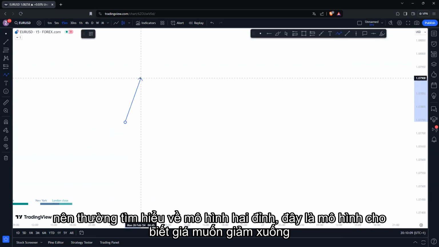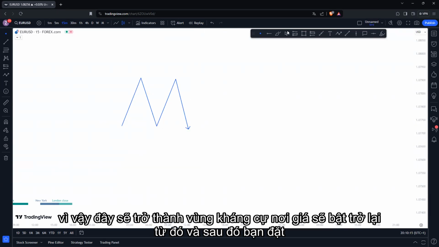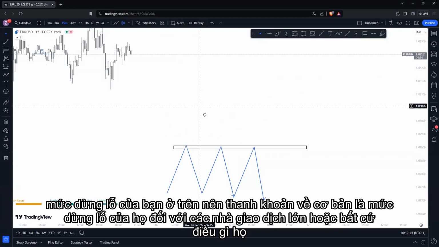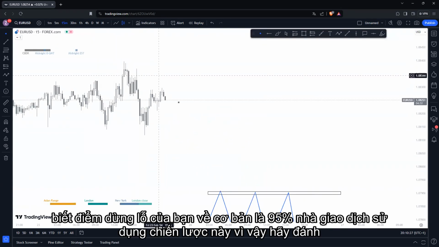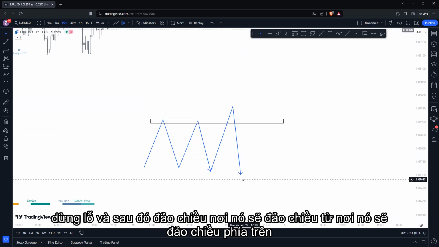You used to learn about double top. This is a pattern where price wants to go lower, so this becomes a zone of resistance where price is going to bounce again from it, and then you put your stop loss above. So liquidity is their stop loss. Basically, the big traders know where your stop loss is. 95% of traders use this strategy. So they hit your stop loss and then reverse.